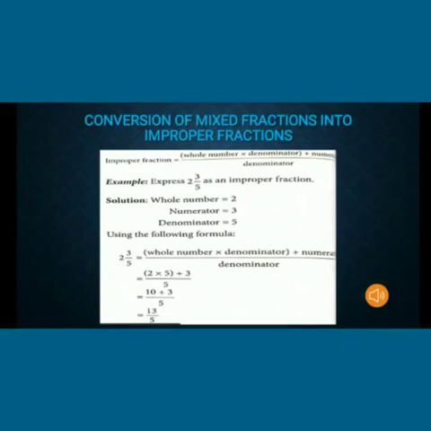Dear students, now let's see the conversion of a mixed fraction into an improper fraction. To convert a mixed fraction to an improper fraction, first of all, we multiply the denominator by the whole number and add the numerator. This value becomes the numerator of the new fraction. The denominator of the new fraction is the same as the denominator of the old fraction. You can understand this very well by looking at the example given in this slide.